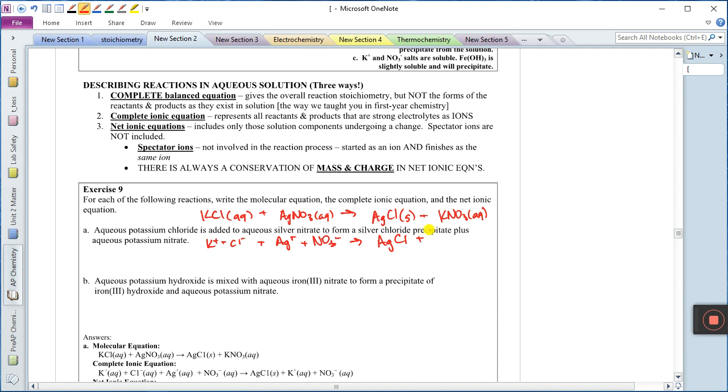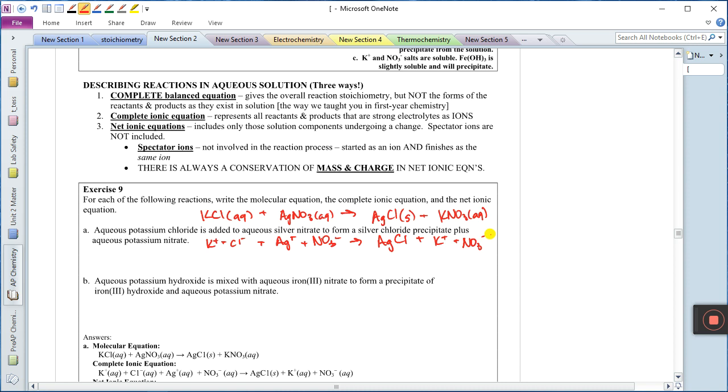Plus, is KNO3 going to dissociate? Yes. So K plus NO3 minus. And everything that's aqueous should be labeled as aqueous, and everything that's solid should be labeled as solid, but I just don't have space for things. So now, the fun part. And usually, like I said, you can skip this middle step.